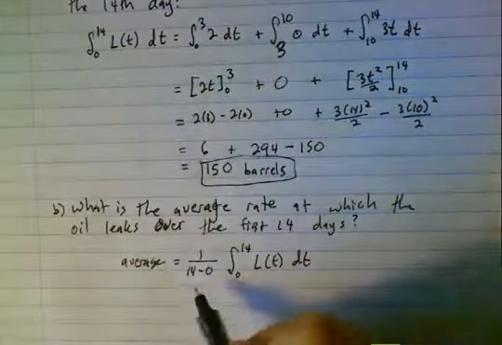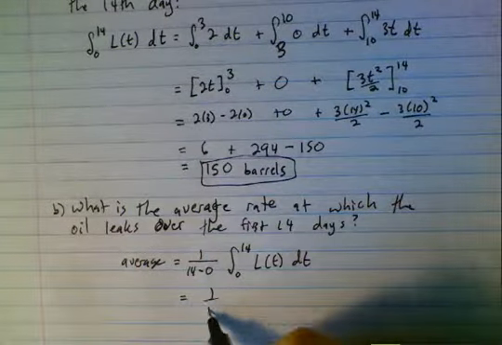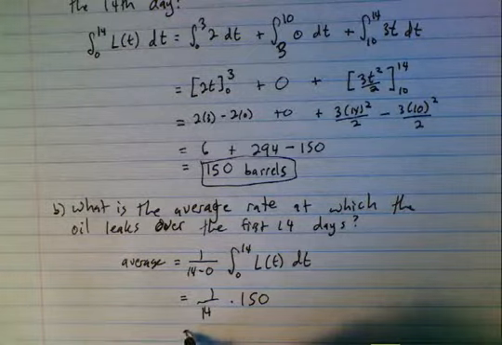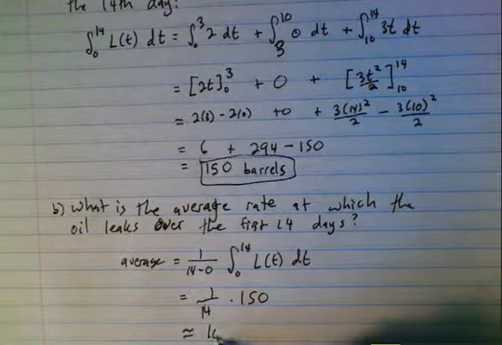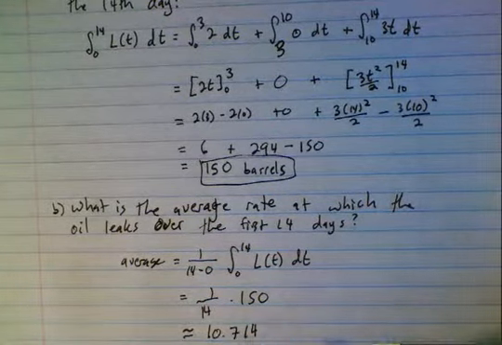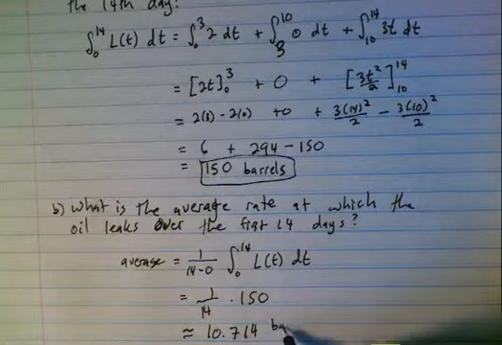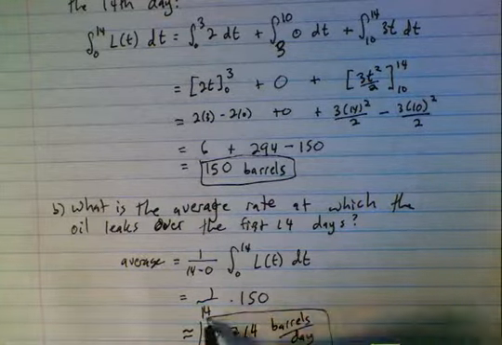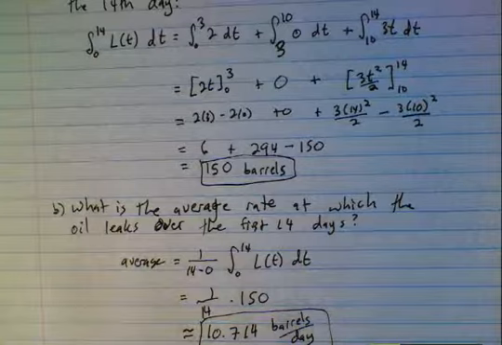We just calculated this up here. Or approximately 10.714, always do at least 3 places after the decimal, barrels per day. Remember, average value units are always the same as the original function.